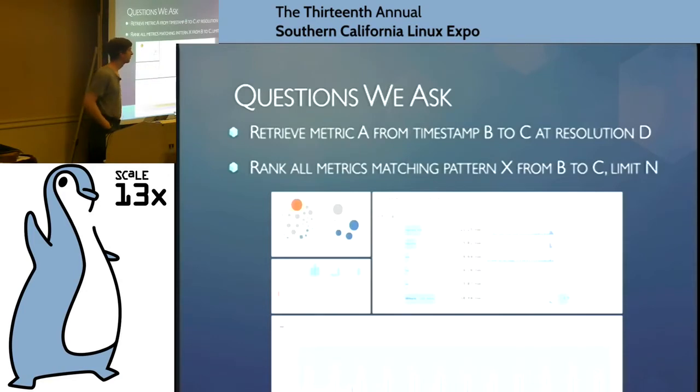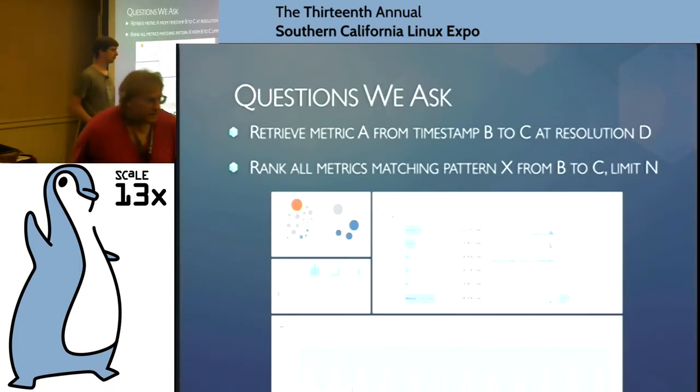Was your hand up, sir? Do you have an index for the time series, or just a complete table scan? So the question is, do we have indexes, or is it a full table scan?